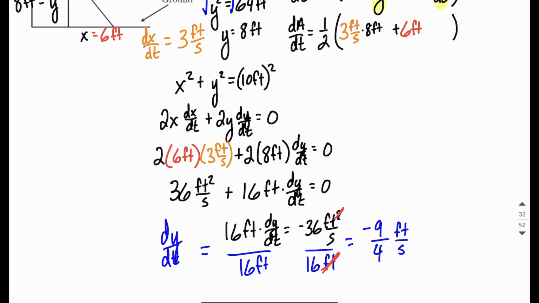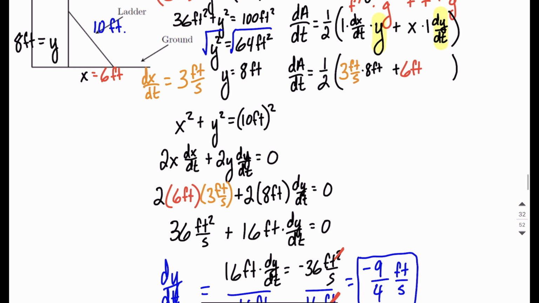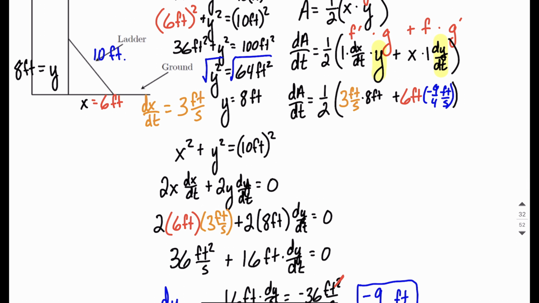Okay, so back up to our formula. We're going to use this value, and it's going to go in for dy/dt. So up here, negative 9 fourths feet per second gets filled in there for dy/dt. Now it's just a matter of simplifying this down.